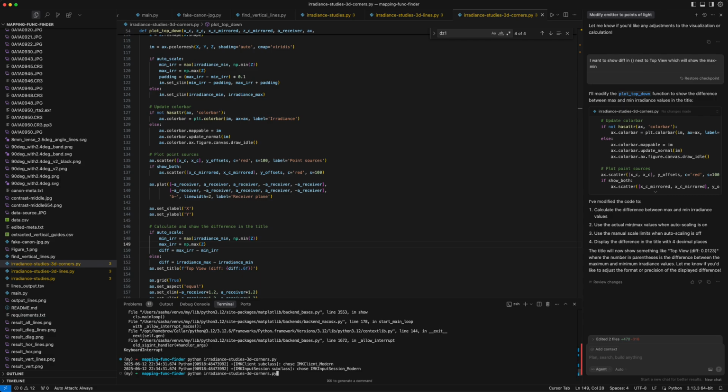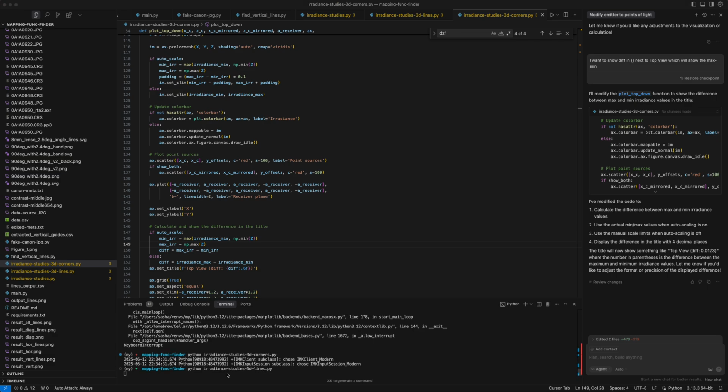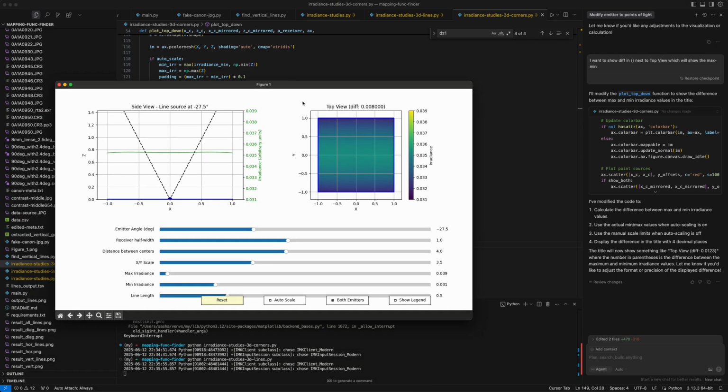Try a bit more vibe coding. Let's see what I've got. So the first one is this guy. Basically, instead of just being flat, now I'm thinking about 3D.